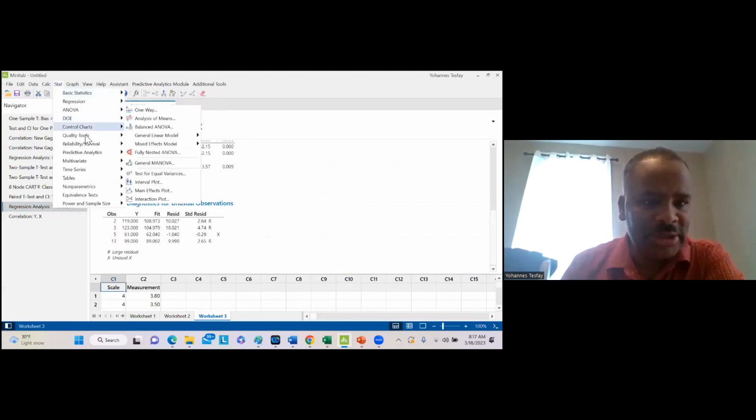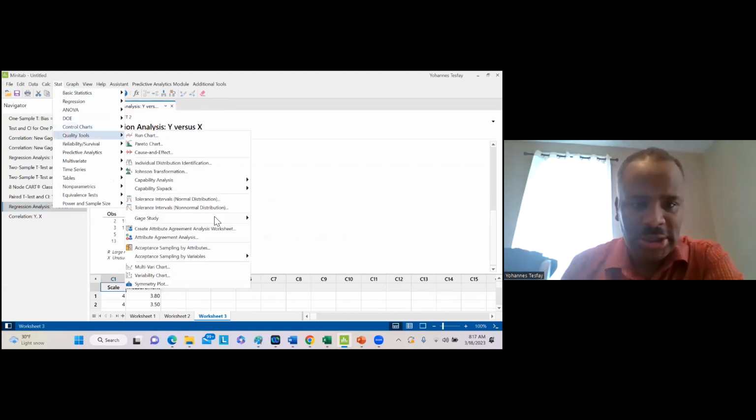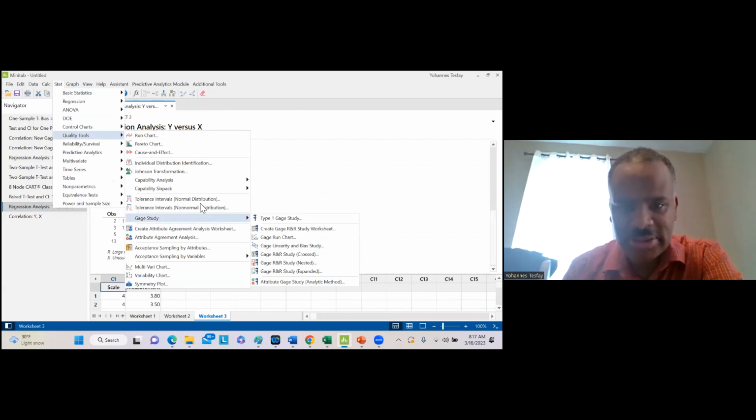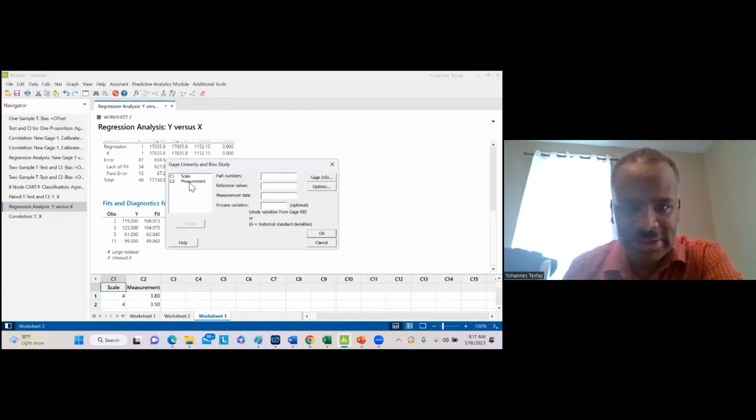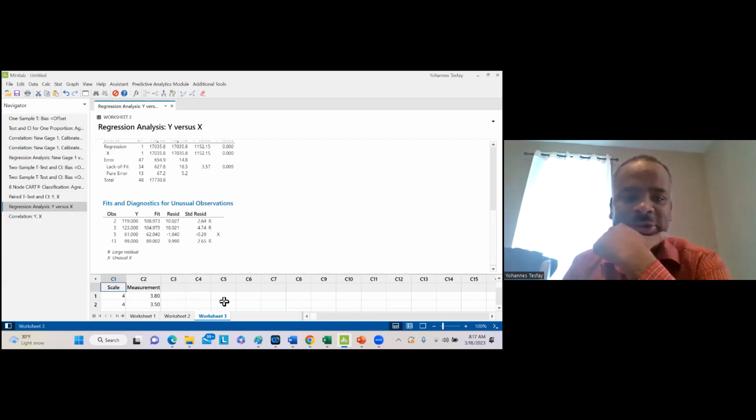Where's gauge study? Quality tools, gauge study, then linearity and bias study right here. So part numbers, you see scale, okay? Measurement, okay, reference values. Let me do that. So let me arrange it in this way.